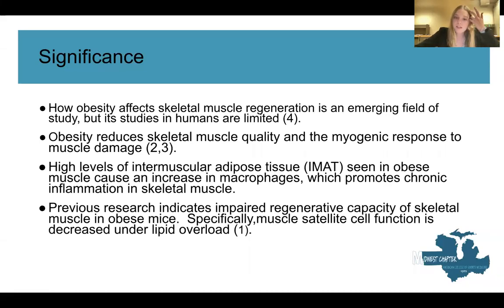High levels of intermuscular adipose tissue, also known as IMAT, are seen in obese muscle and cause an increase in macrophages, which promote chronic inflammation in skeletal muscle. Previous research indicates impaired regenerative capacity of skeletal muscle in obese mice. Specifically, muscle satellite cell function is impaired.